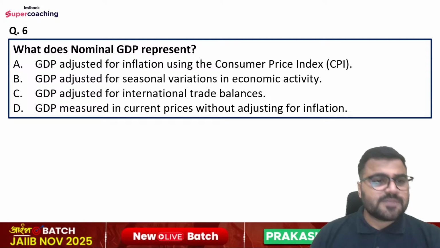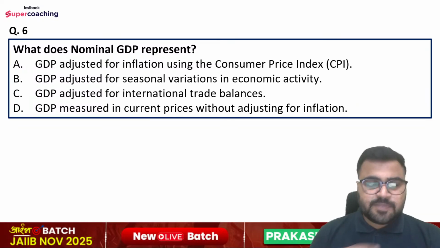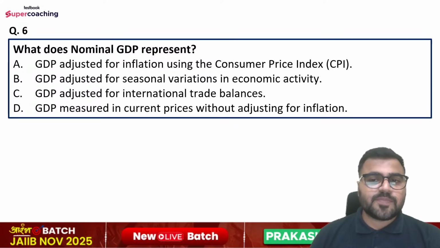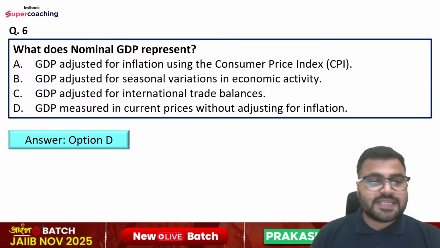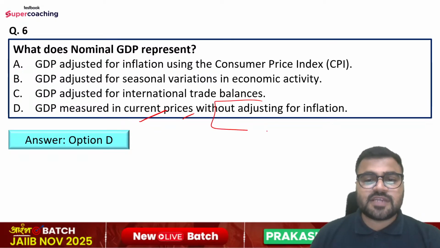Question number 6 is, what does nominal GDP represent? Options are: GDP adjusted for inflation using the consumer price index, GDP adjusted for seasonal variations in economic activity, GDP adjusted for international trade balances, and GDP measured in current prices without adjusting for inflation. What is the right answer, guys? Right answer is option number D, that is GDP measured in current prices without adjusting for inflation.